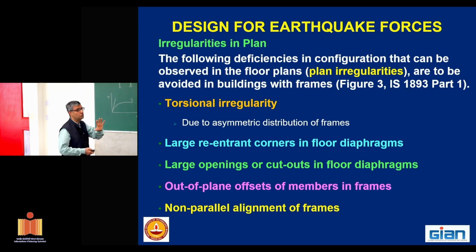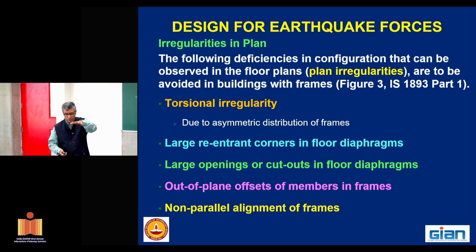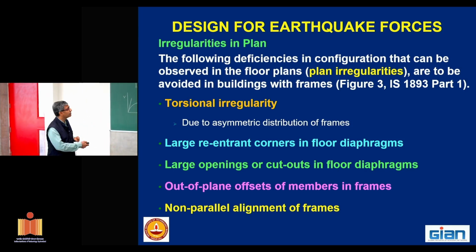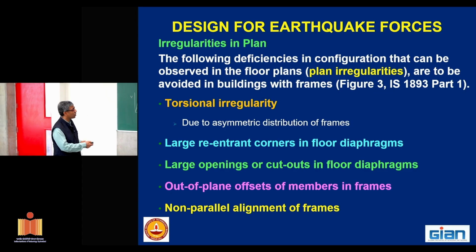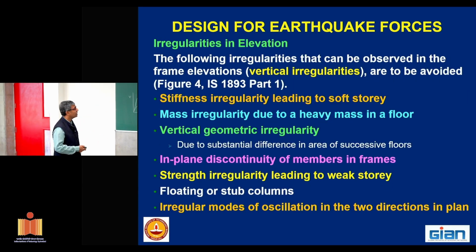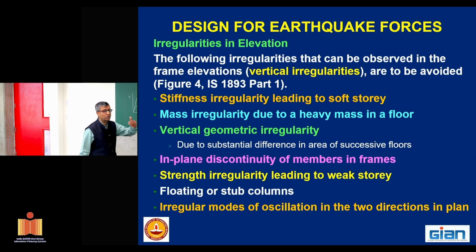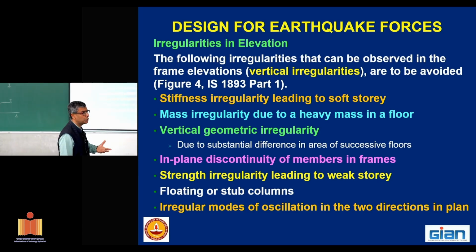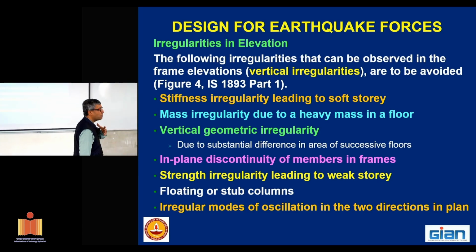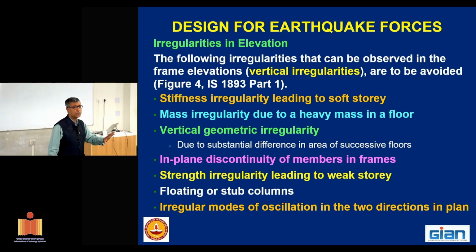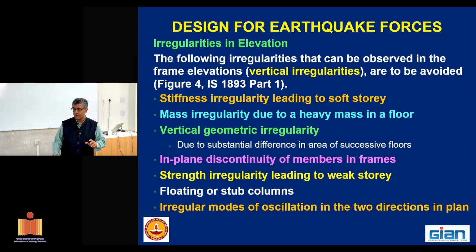There are broadly two groups of irregularities. Whatever we can study from the plan of a building is called plan irregularities, like torsional, re-entrant corners, openings. I'm just skimming through. And whatever we study in the elevation is called irregularities in elevation. One big problem in our country is what is called the soft story because of open ground story. We have a parking issue, so we do not have walls in the bottommost story, and that invites trouble.